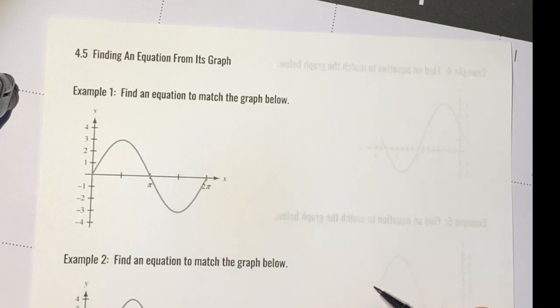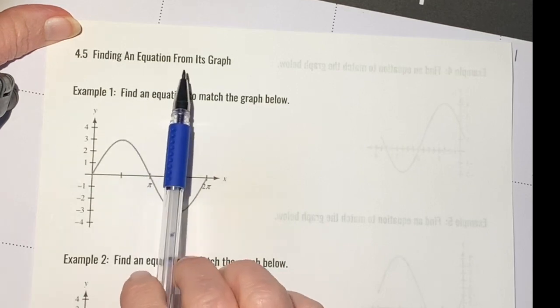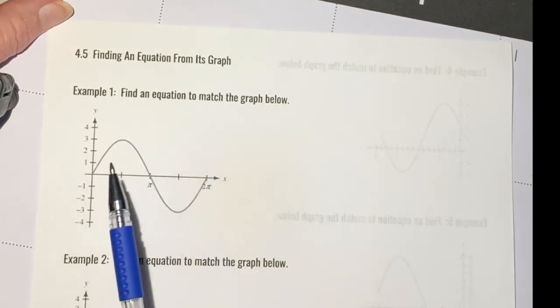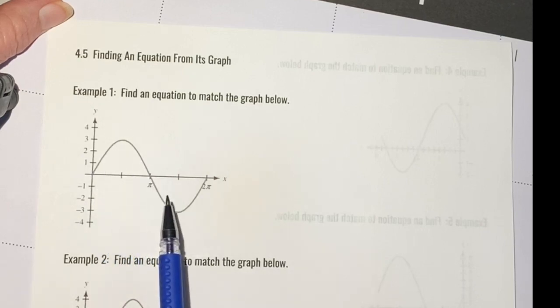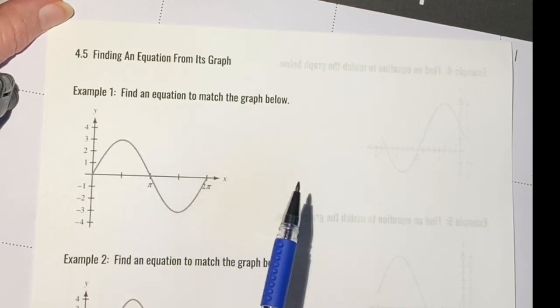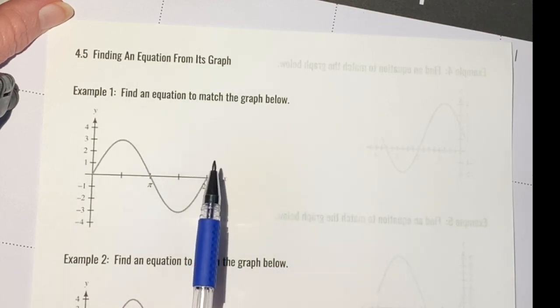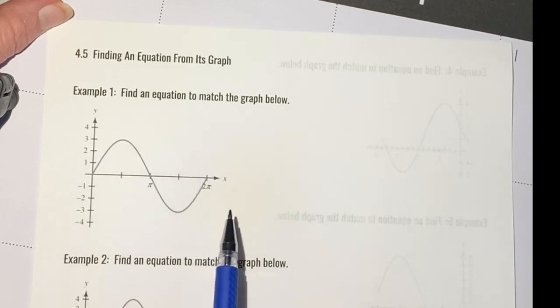In this video, we will be looking at section 4.5, finding an equation from its graph. So that's exactly what it says. We will be given the graph and come up with the equation. In the previous sections, especially, we're not going to deal with any tangent, cotangent, secant, or cosecant. These will all be sine and cosine graphs.